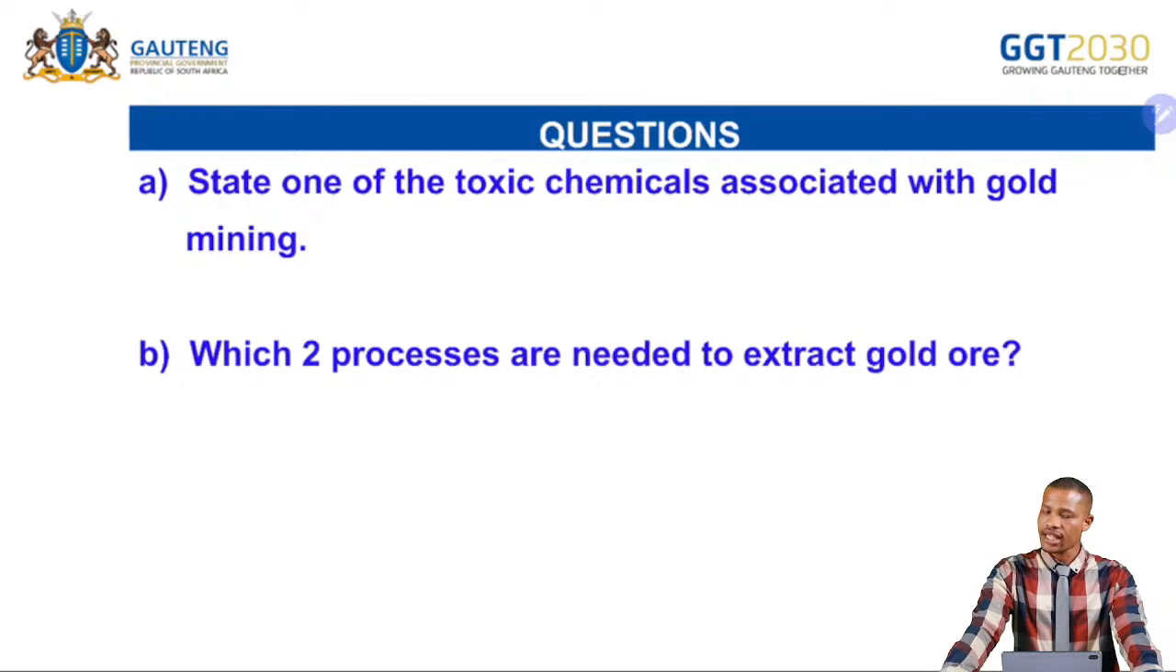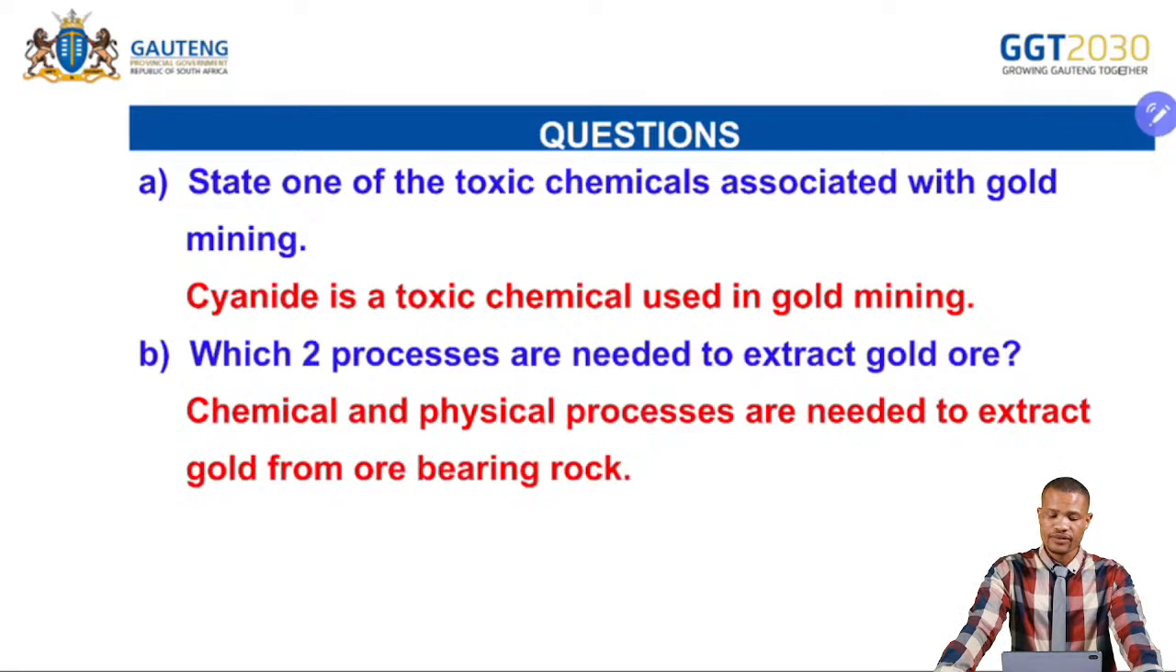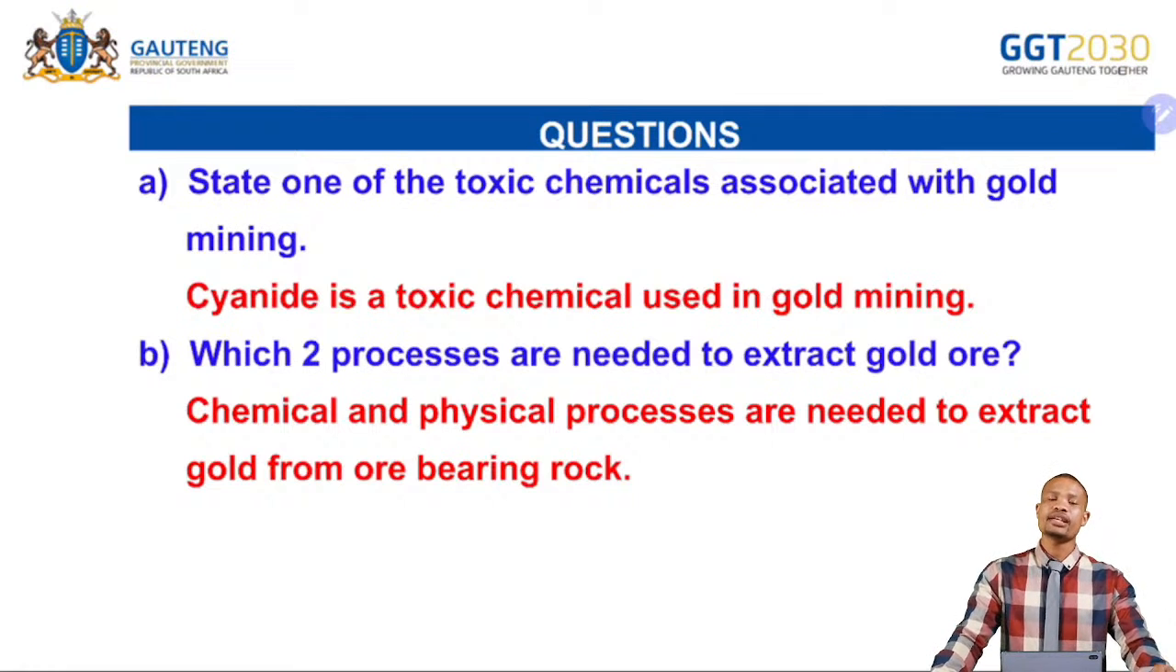State one of the toxic chemicals associated with gold mining. That will be cyanide. Cyanide is a toxic chemical used in gold mining. We use it to extract the gold from the ore. Which 2 processes are needed to extract gold ore? We have 2 processes, the chemical and the physical processes. The physical is the grounding and breaking and forming a powder, and then the chemical is, yes, we add cyanide, zinc, and what's the other one? Yes, we add strong acids.